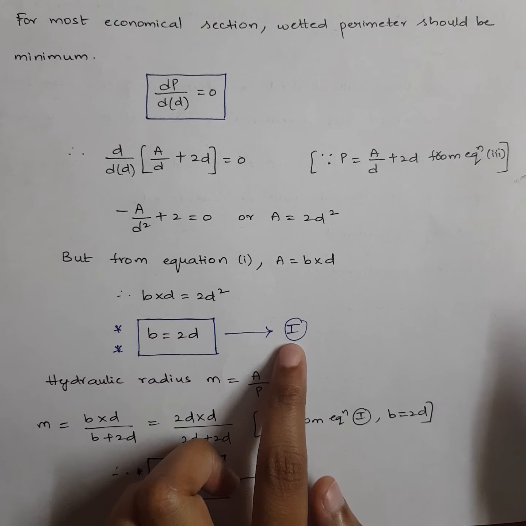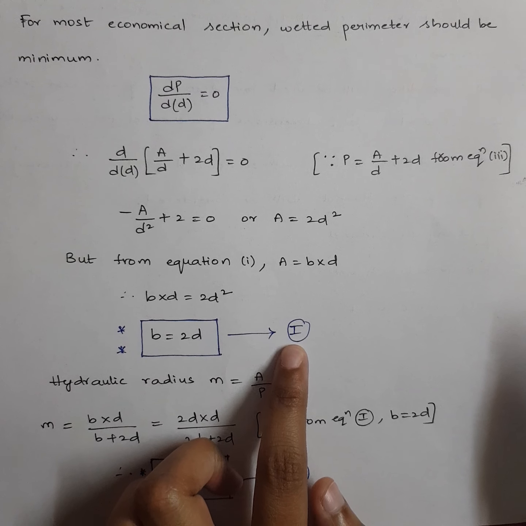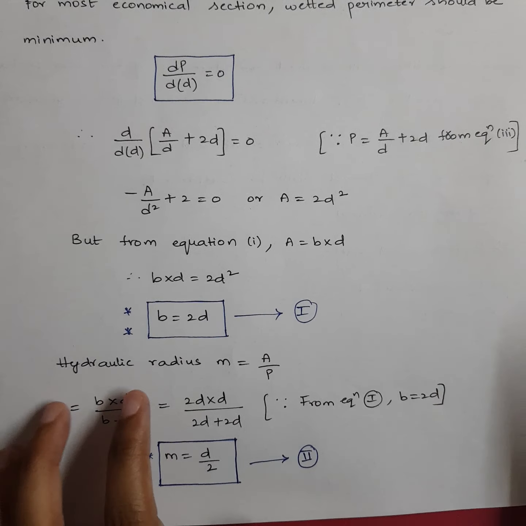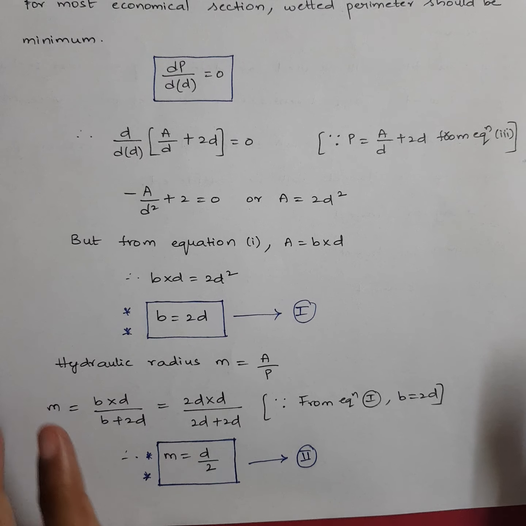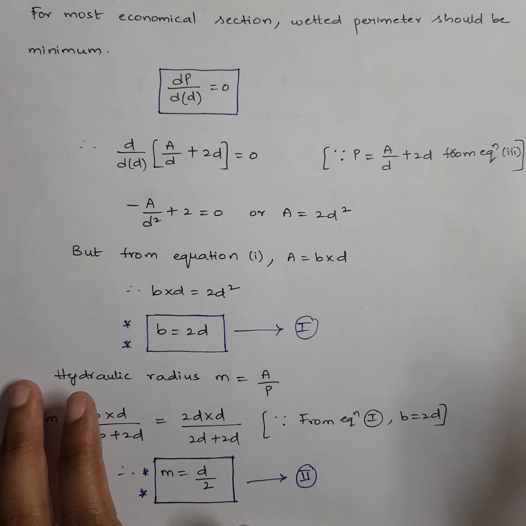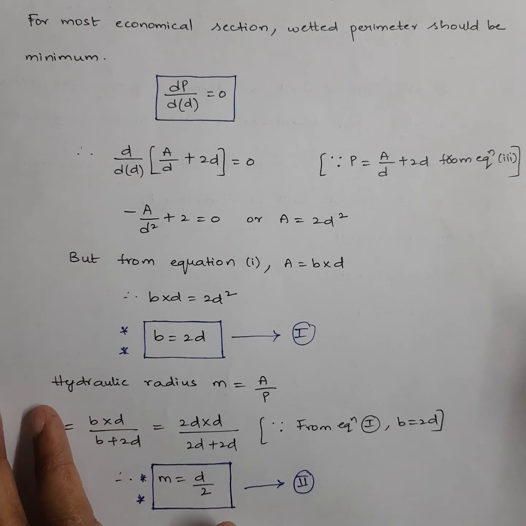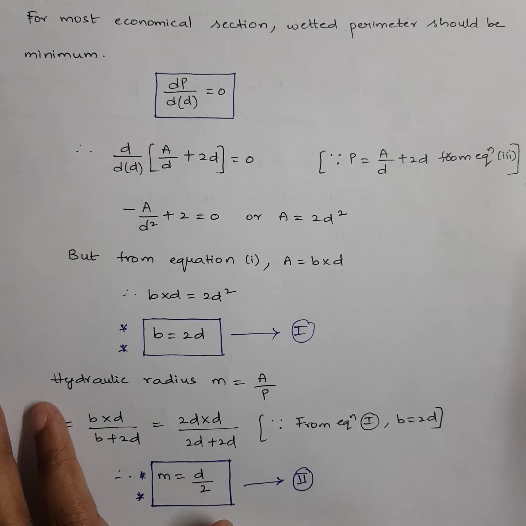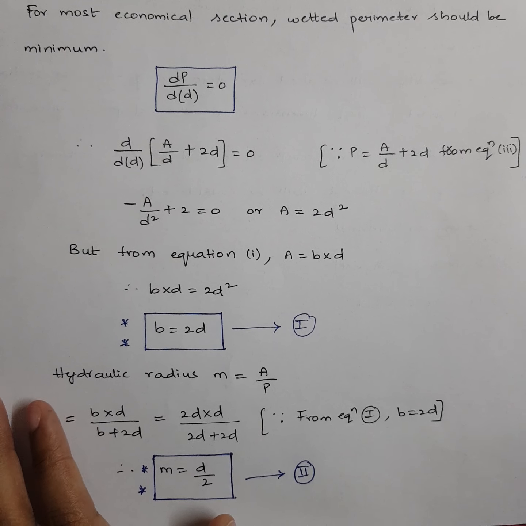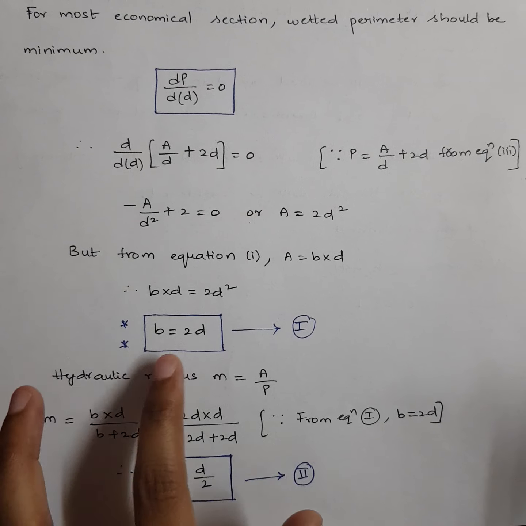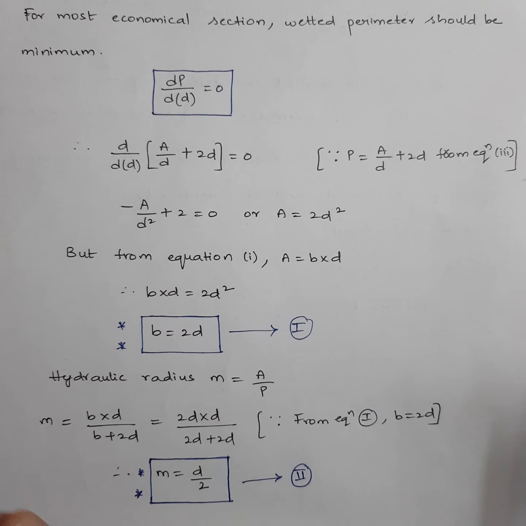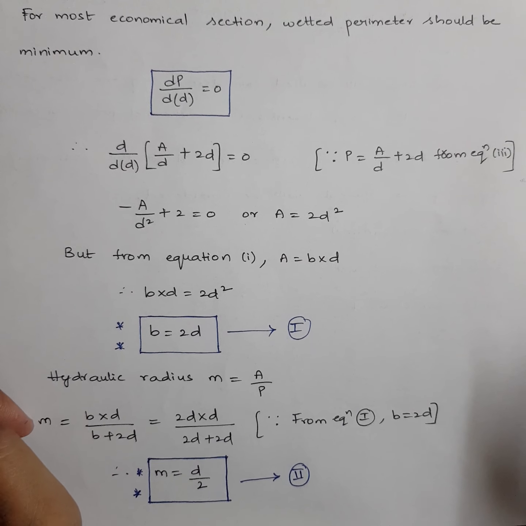Remember, this is the first condition. That's why I represented it with Roman numeral 1. Next, hydraulic radius. We require hydraulic radius also. Why? Because we calculate discharge, right? What did I tell you? When wetted perimeter is minimum, discharge should be maximum. Formula for discharge is A C root (m i). So already related to A, we came to this conclusion. We have to calculate m also, right?